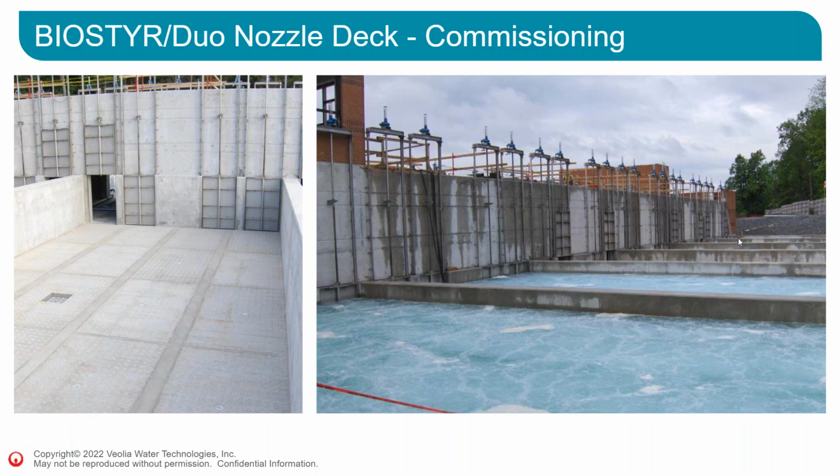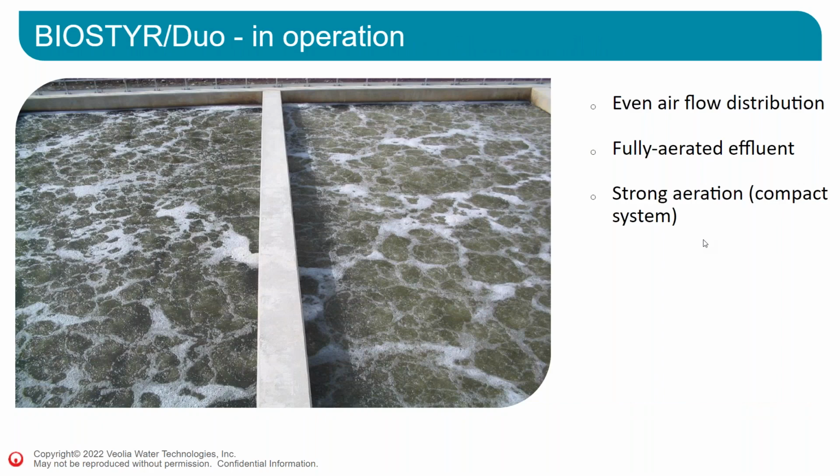And you can see a test in clean water right here. So this is what a Biostyr cell looks like during, well, not regular operation, but during an operation with aeration. What I want to highlight here is that it's fully aerated effluent. There's a strong aeration. This is because this is a very compact system. So the aeration requirements are the same as a regular biological treatment, but since it's so compact, it gives an impression of very high aeration. And you can see that it's an even flow distribution because it's all evenly distributed everywhere through the cell.